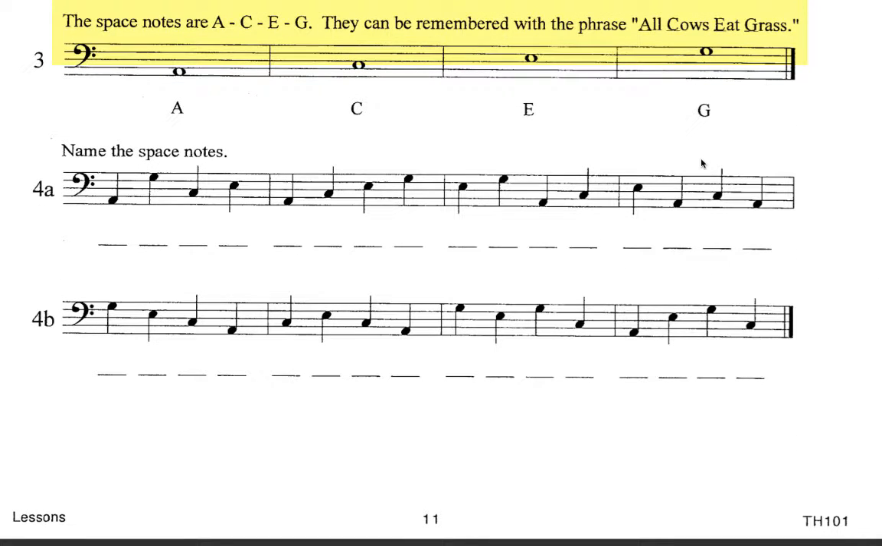The space notes are A, C, E, G. They can be remembered with the phrase, "All cows eat grass."